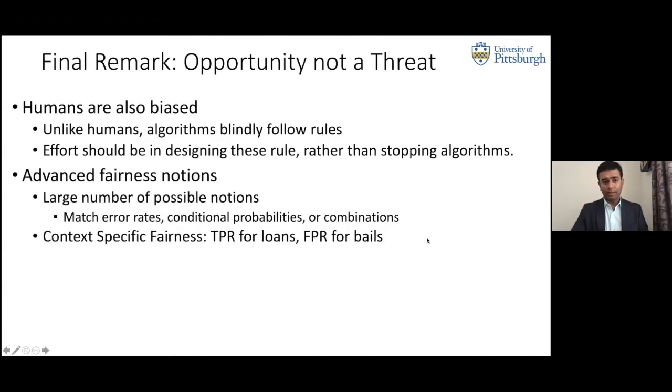And another thing which I like about algorithms: although they are biased, we can take care of that many times. Algorithms open up a large possibility of fairness notions. Unlike in the physical world where we are restricted to only one or two particular classes of fairness notions, in the algorithmic world there are many possibilities. You can match error rates, you can match conditional probabilities, or you can match a combination of these, and you can tailor this to the context that you're working in. For example, you can use true positive rate for loans, and you can use false positive rate for bails and all that.